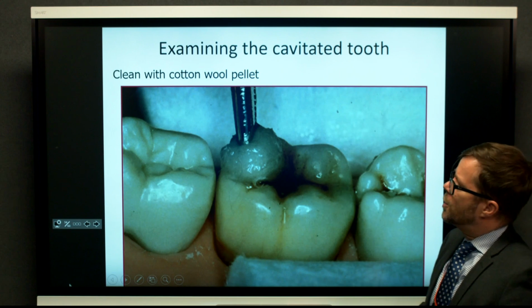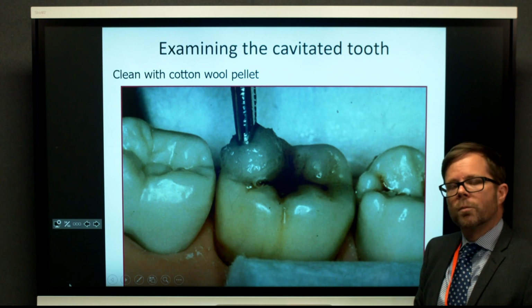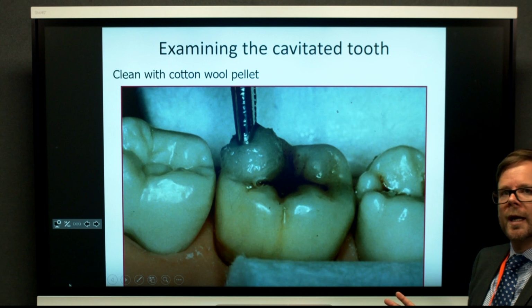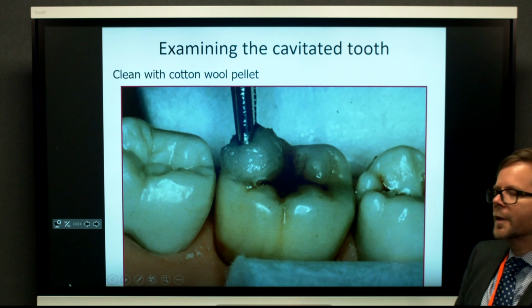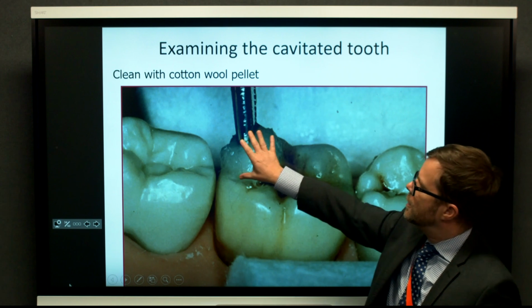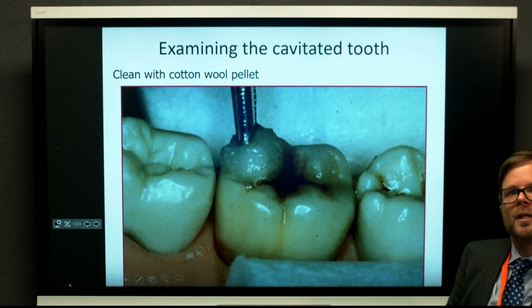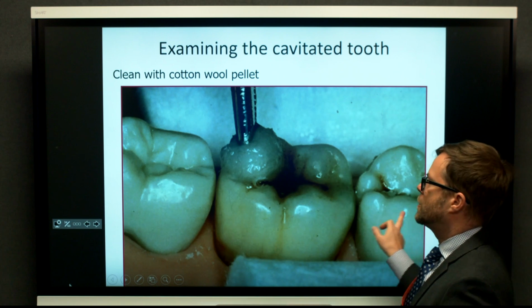So the first thing the operator will do is to clean the surface of the tooth, particularly if there's debris or plaque in place, to get a good look at the lesion before the process begins. So you can see here a wet, moistened cotton pellet is being used, and then you can dry the tooth surface with a dry cotton pellet.